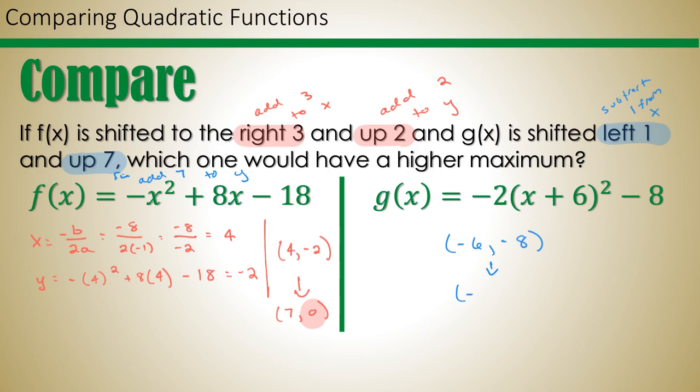So the transformation is going to take me here. We're going to have the point (-7, -1). And again, this number right here, the y value, is your maximum. So the two maximums we have are 0 and -1. 0 is a bigger number than -1. So we're going to say that the f of x function has a higher maximum.